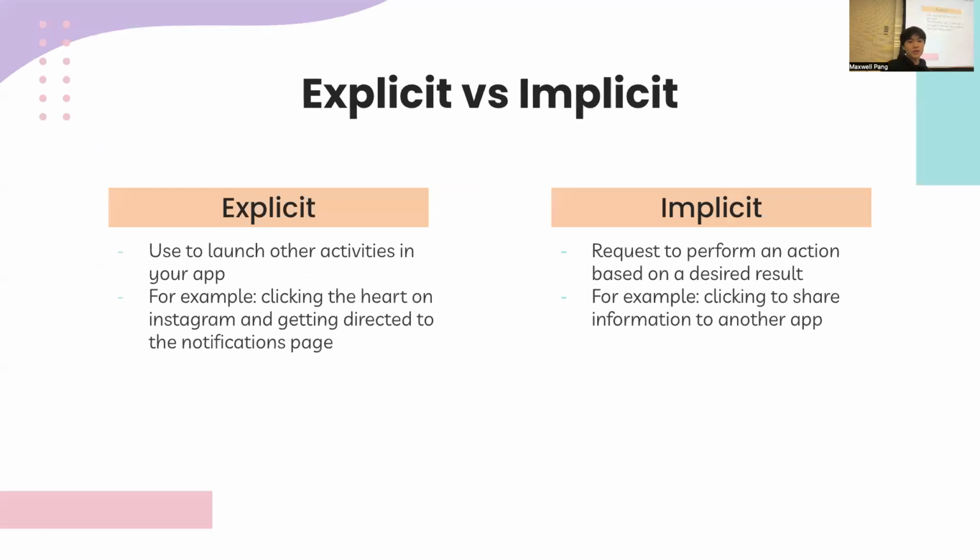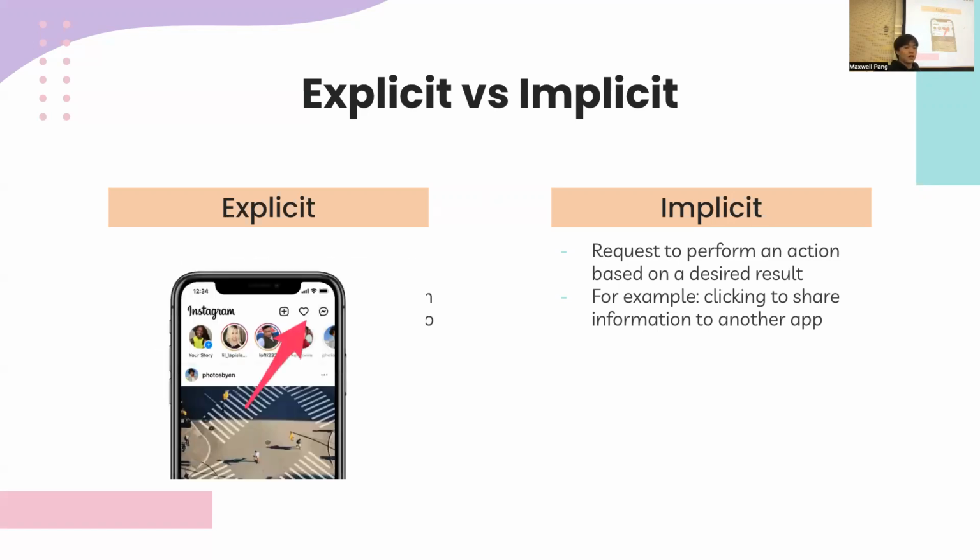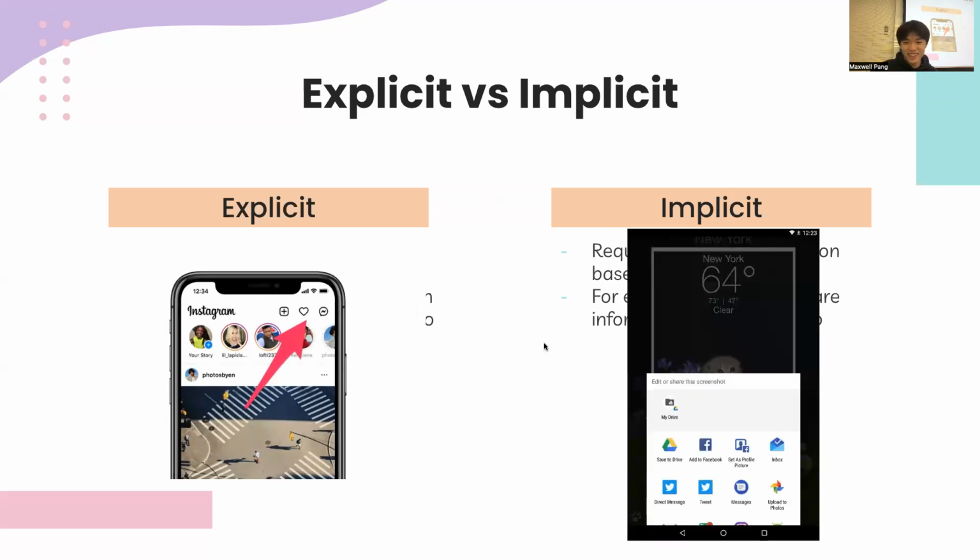Okay. So yeah, like I said, explicit is used to launch other activities in your app, like clicking the heart on Instagram and getting directed to the notifications page. And implicit is used to perform an action based on a desired result, like clicking to share information on another app. Okay. So yeah, here is a diagram. And here is another diagram where we have sharing to Drive, Facebook, setting as profile picture, etc.